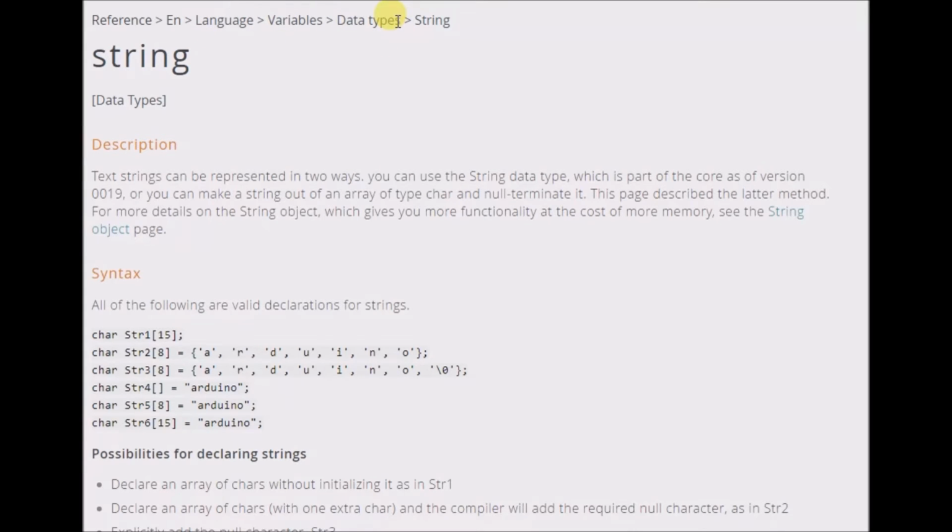Variables, data types, string. Description. Text strings can be represented in two ways. You can use the string data type, which is part of the core as of version 0019, or you can make a string out of an array of type char and null terminate it. This page described the latter method.